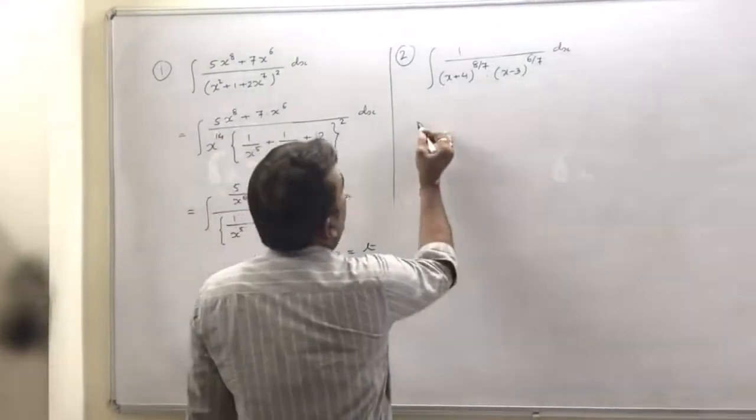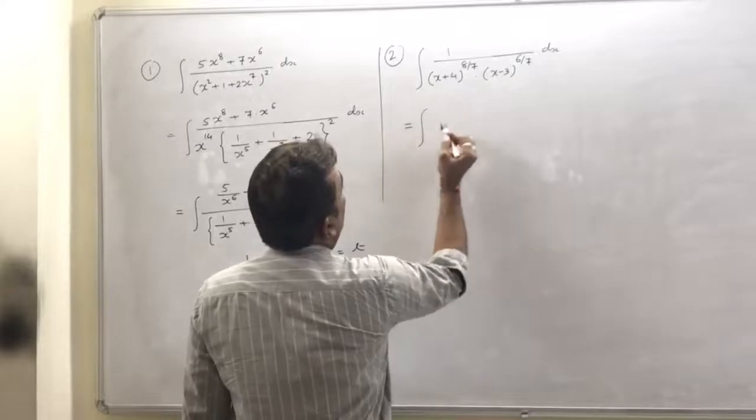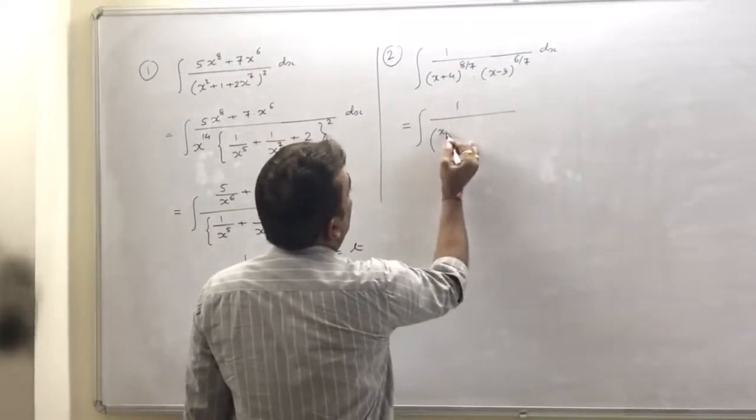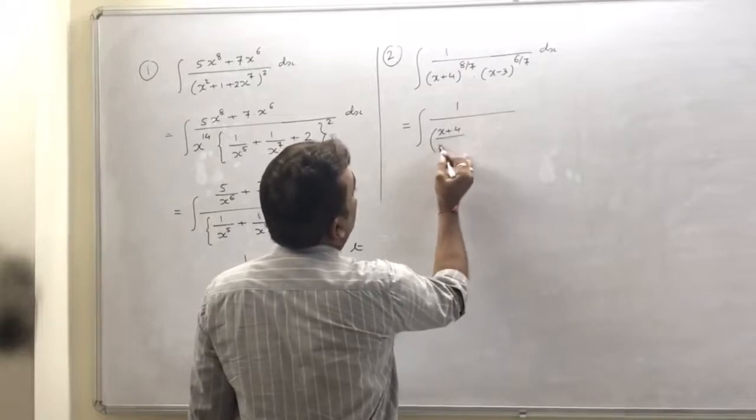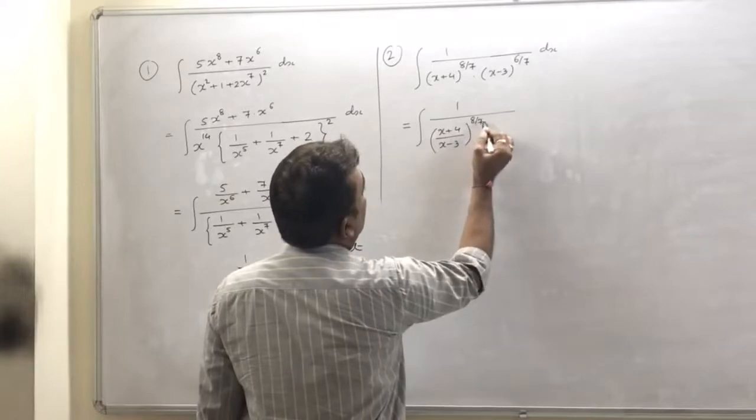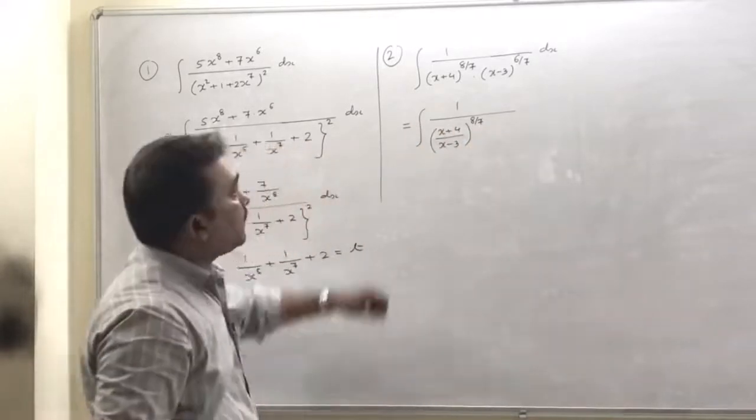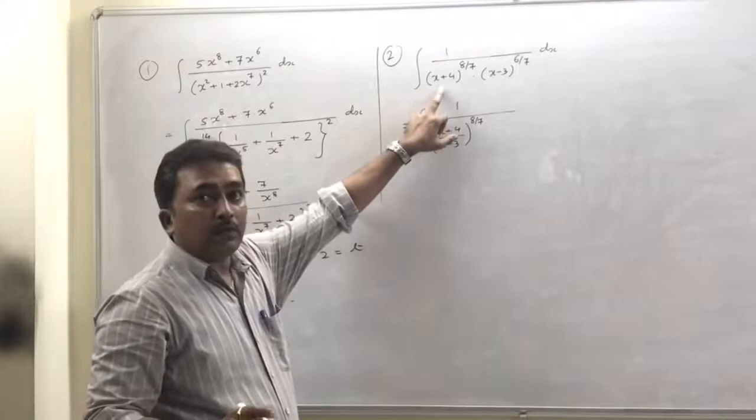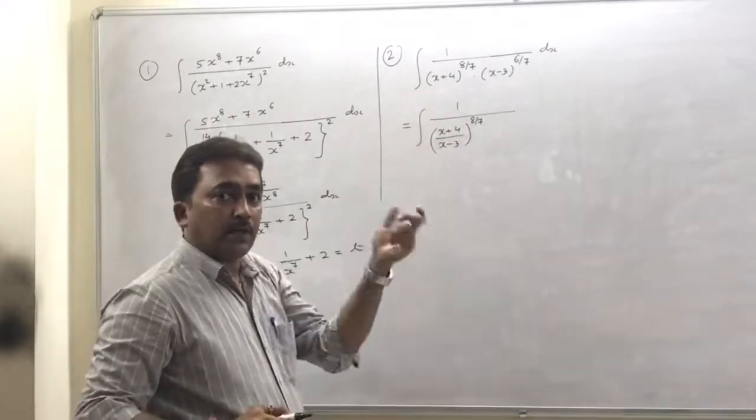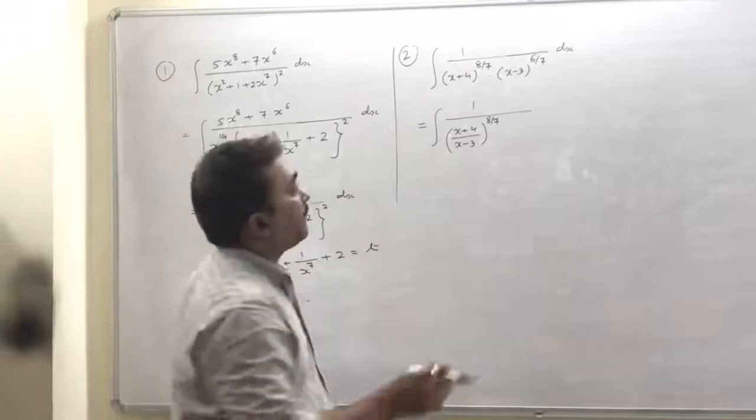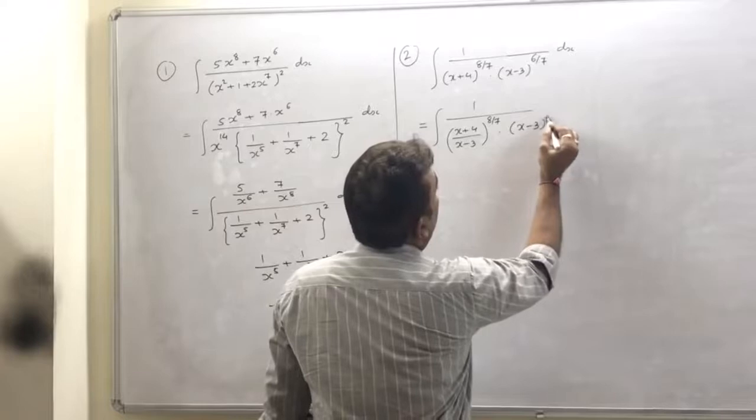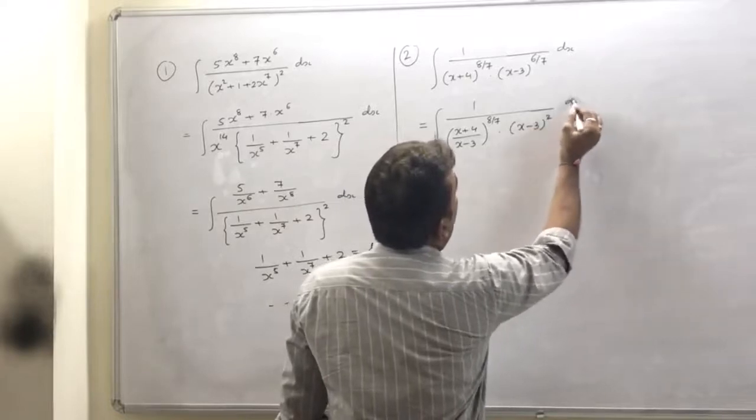Here always we start with integral 1 upon (x plus 4) upon (x minus 3) raised to 8 by 7. Convert in terms of x plus 4 upon x minus 3, or convert in the form of x minus 3 upon x plus 4. And this is (x minus 3) whole square dx.